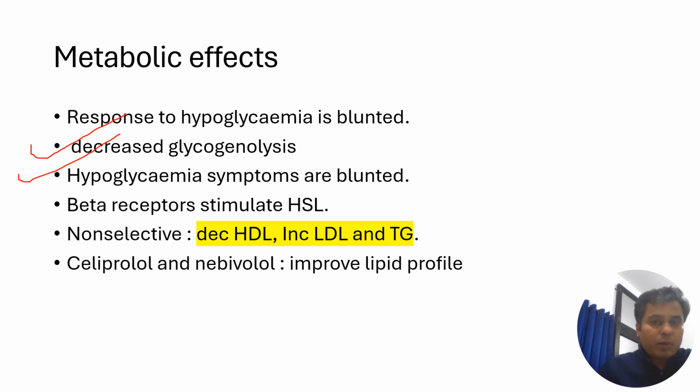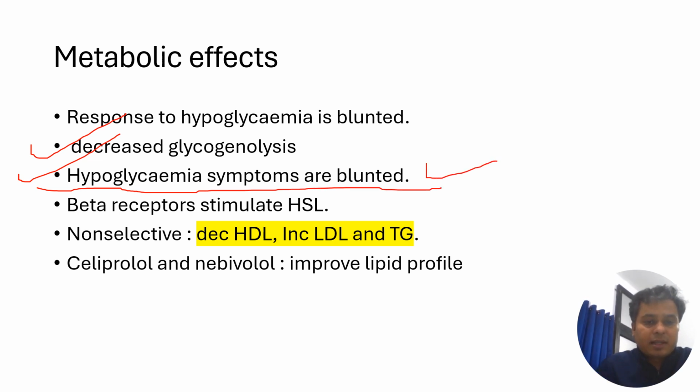All such symptoms require the action of beta receptors on specific sites. For example, for tremors, you need beta receptors to be active on the muscle sites, and for palpitations, you need beta 1 receptors on the heart. So suppose a diabetic patient is taking anti-diabetic medications and develops hypoglycemic episodes. Hypoglycemic symptoms like tremors and palpitations will be blocked if such a patient is also taking beta blockers. So again, hypoglycemic symptoms are blunted.